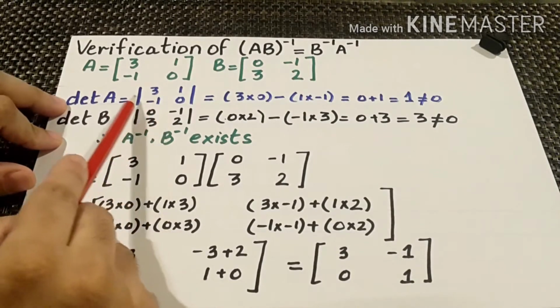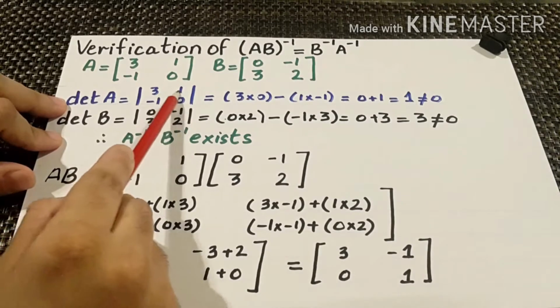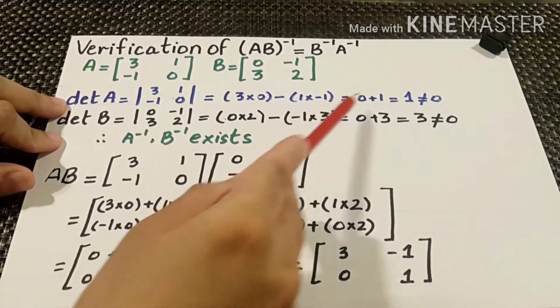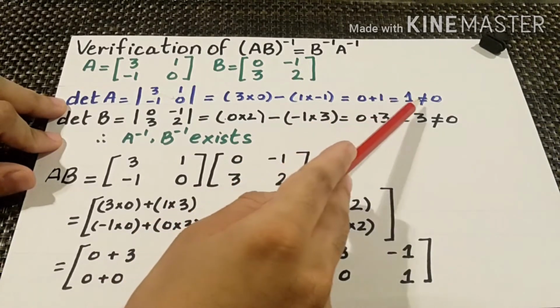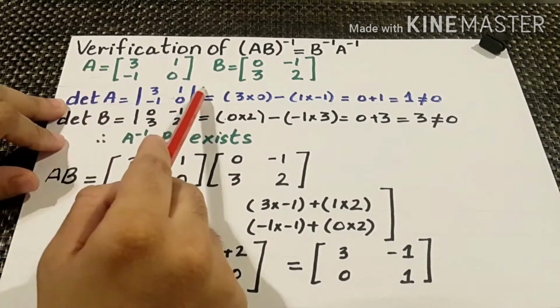That matrix A will be written in this form: 3, 1, minus 1, 0. We cross multiply with the negative sign, 3 with 0 minus 1 multiplied by minus 1, we get plus 1. 1 is not equal to 0. This means that the inverse of A matrix exists.